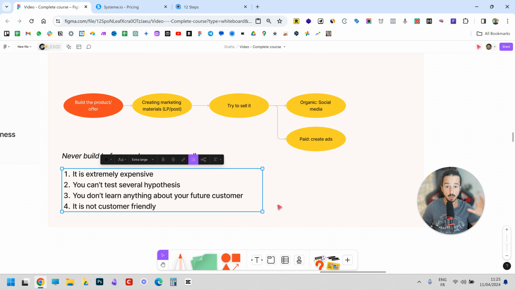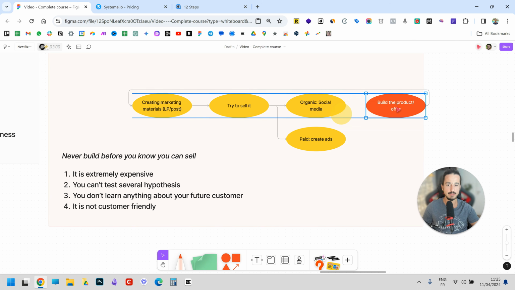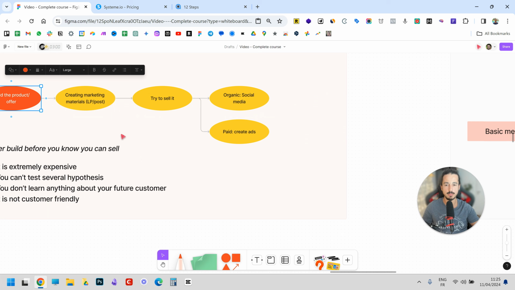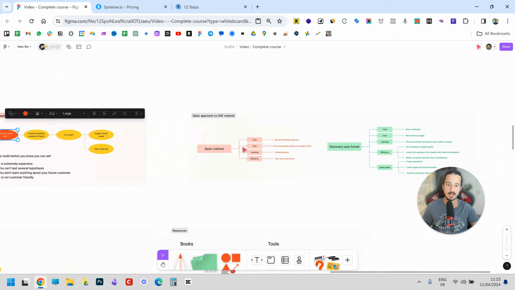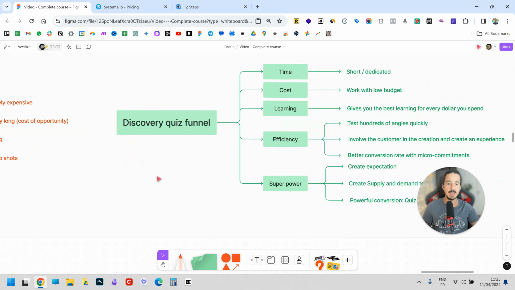different hypotheses, and you don't learn anything about your future customer unless you are doing calls and stuff, which is also a good method. But still, it's pretty tough to learn, and it's not customer friendly, because you are kind of faking that it's a real product, but it's not built yet. So that's the basic method we just saw.